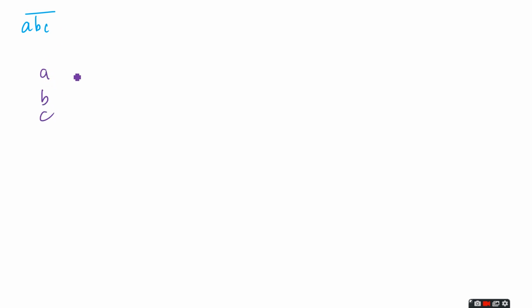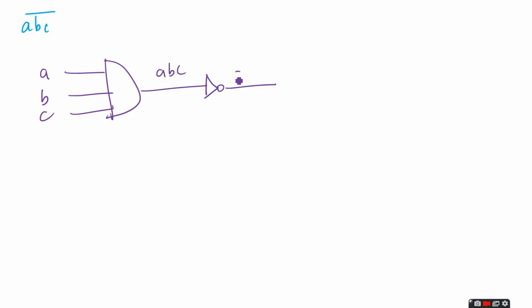Now the next question is ABC whole complement. We will take A, B, C, then pass them through an AND gate, and we will get ABC, then pass it through a NOT gate, and we will get ABC complement.